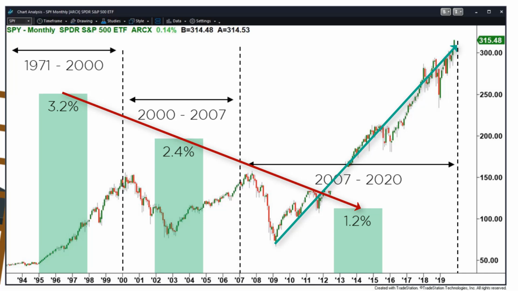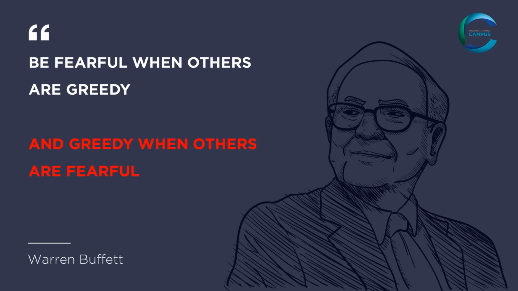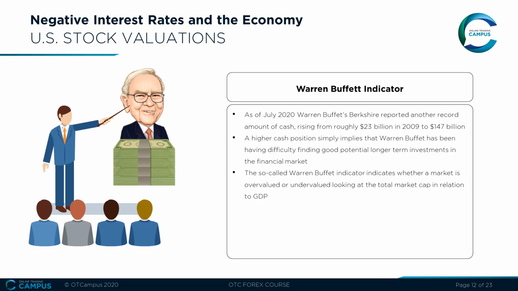Through the modern monetary policy, asset prices are further and further divorcing themselves from the underlying economy. This can be tracked very nicely with the so-called Warren Buffett indicator. Warren Buffett once said, "Be fearful when others are greedy and greedy when others are fearful." As of July 2020, Warren Buffett's Berkshire reported another record amount of cash, rising from roughly 23 billion US dollars in 2009 to a whopping 147 billion US dollars now.